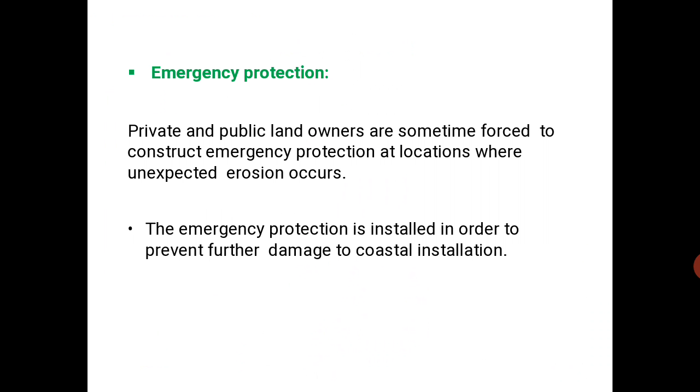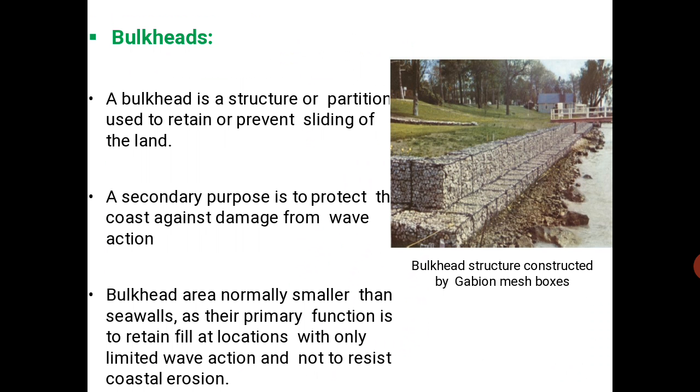Next one, the bulkheads. A bulkhead is a structure or partition used to retain or prevent sliding of the land. A secondary purpose is to protect the coast against damage from wave action. Bulkheads are normally smaller than seawalls, as their primary function is to retain fill at locations with only limited wave action and not to resist coastal erosion. We can see the image of a bulkhead structure constructed by gabion mesh boxes.